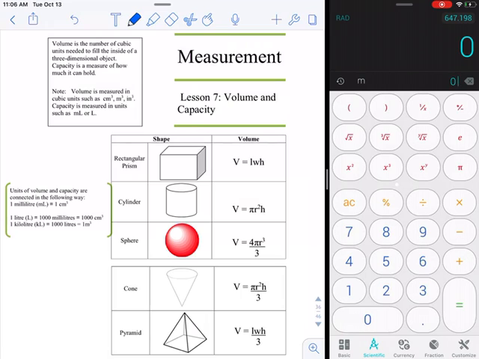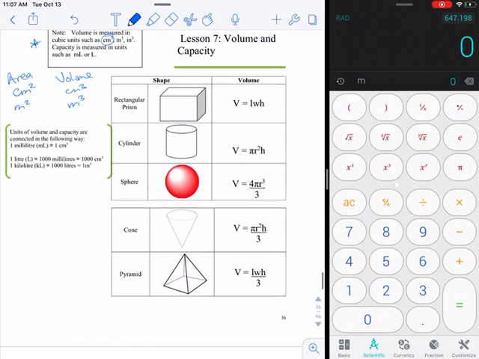So note, volume is measured in cubic units. Previously we were doing centimeters squared, meters squared, etc. That's all area, okay? Volume, you're going to do cubic units, all right?